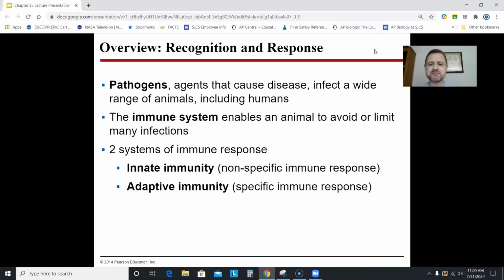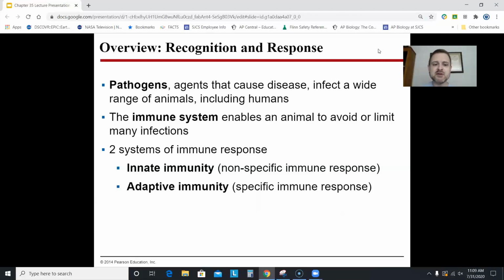Your immune system is the system that you have that helps limit infections. And there's 2 sort of overall categories of your immune system. There's what's called innate immunity, which is non-specific. Things like your skin. Your skin, it keeps things out that should be out, but it's not specific to certain pathogens. And then you have adaptive immunity, which is specific, say, to the flu or to a cold or to chickenpox.